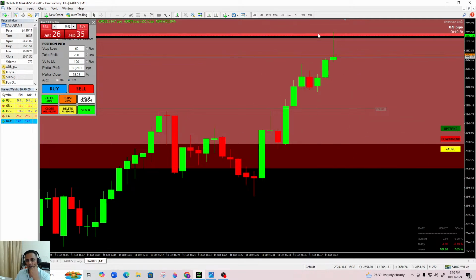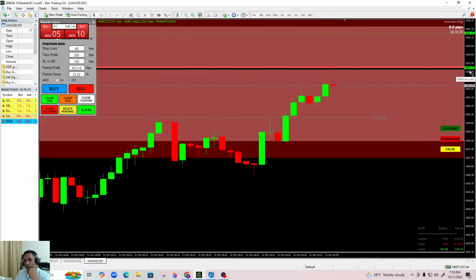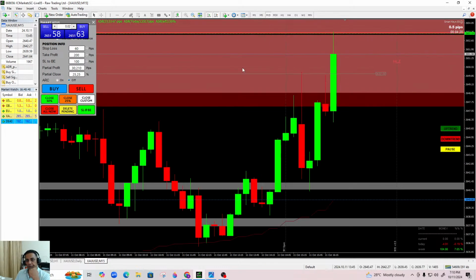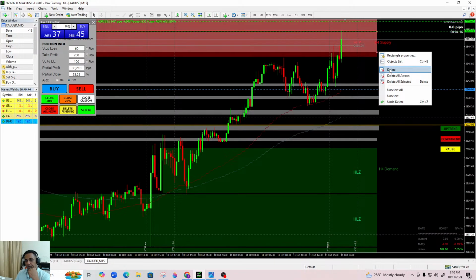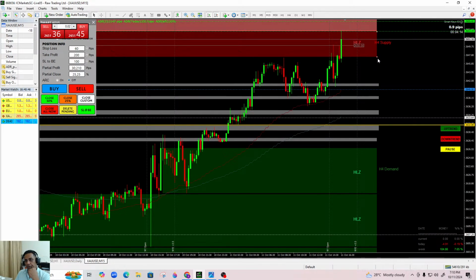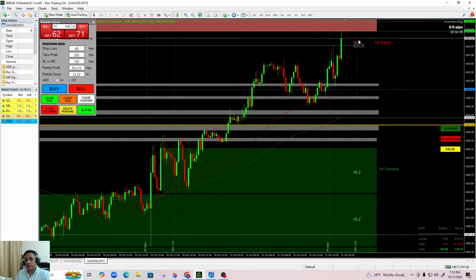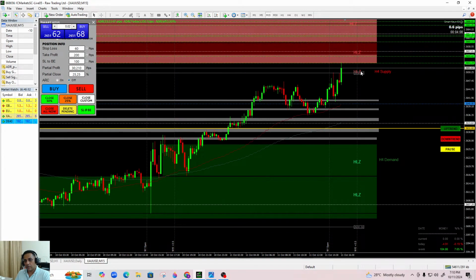that zone right there. Now we've tapped into 2653.19. Price is trying to push down, but I'm not going to do anything because I'm going to wait for the 15-minute candle to close. Get rid of that. Get rid of that. Okay. And get rid of that. Okay, so that's the next area.